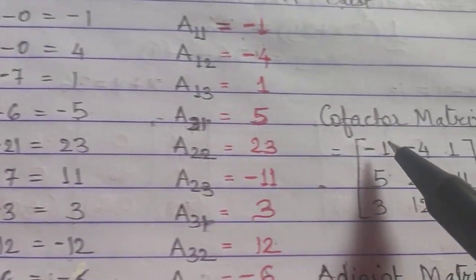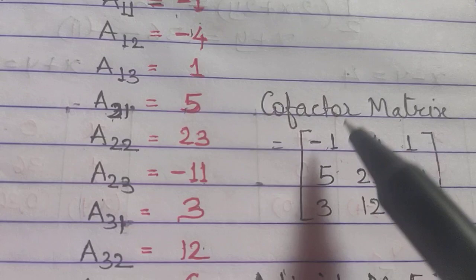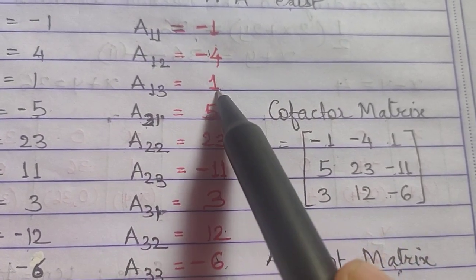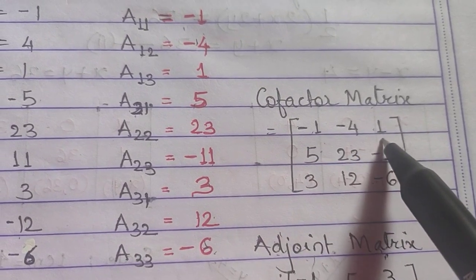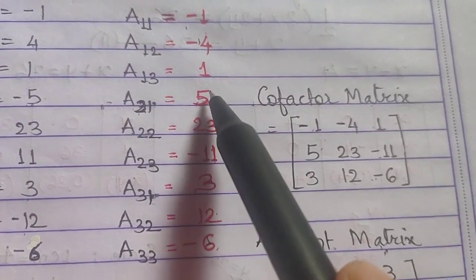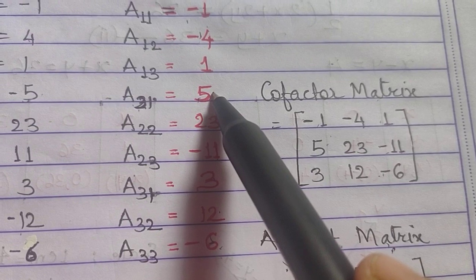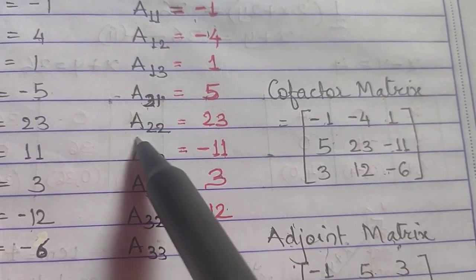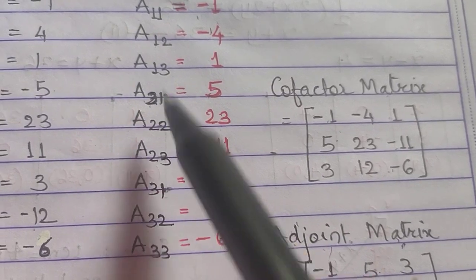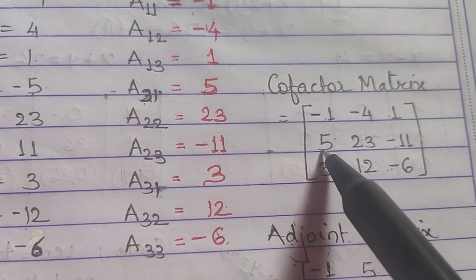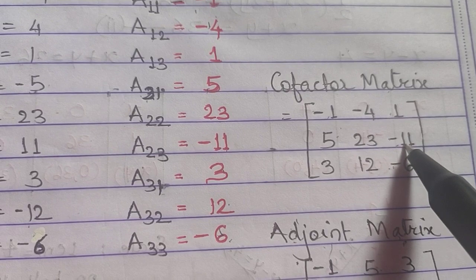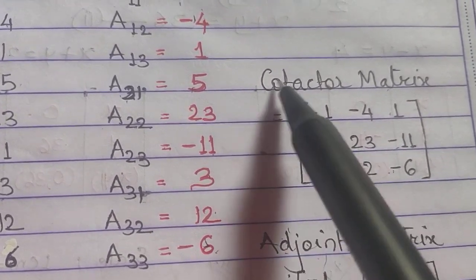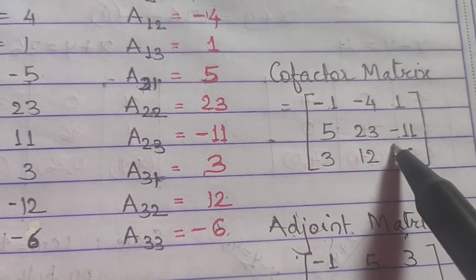Now we will write the cofactor matrix. In the first row: minus 1, minus 4, 1. Then in the second row, write these elements: A21, A22, A23, which are 5, 23 and minus 11. Similarly, write down the third row elements. You will get this cofactor matrix.